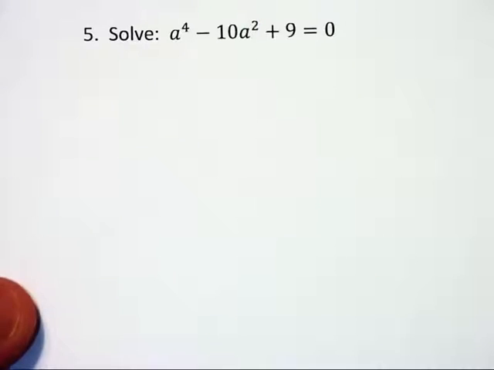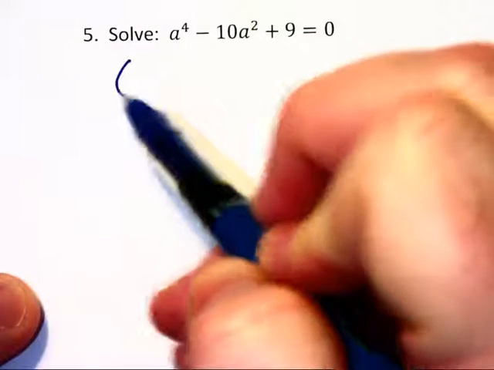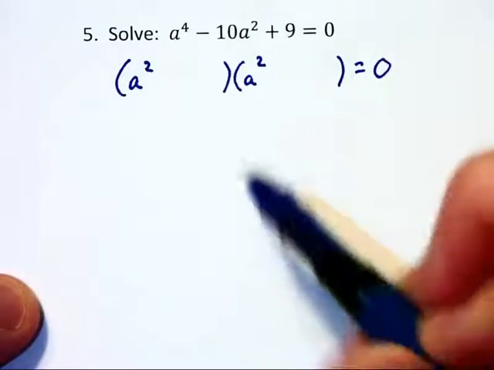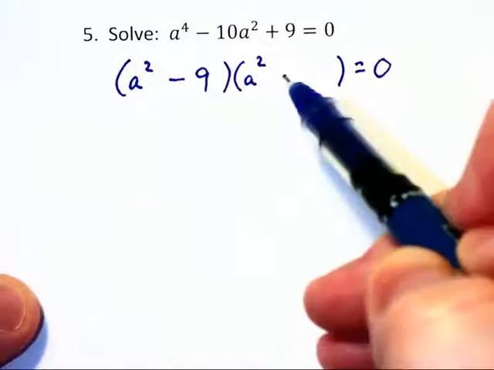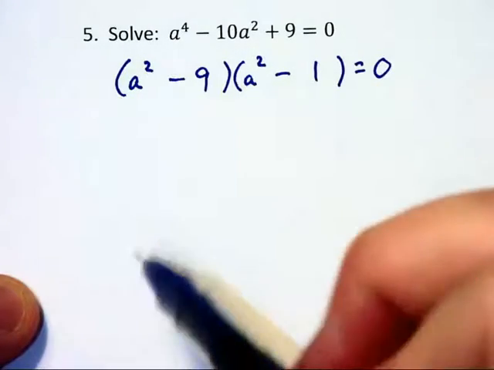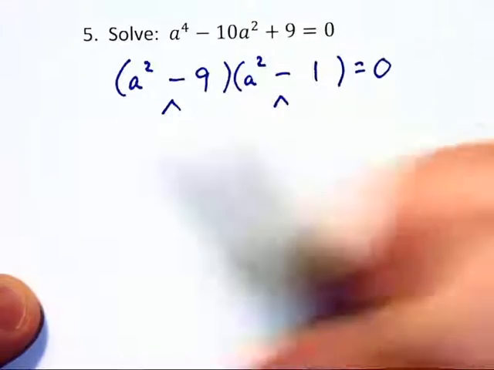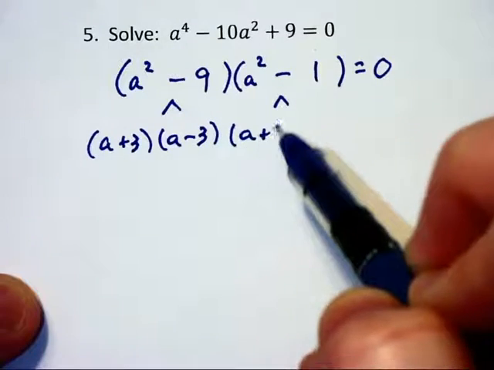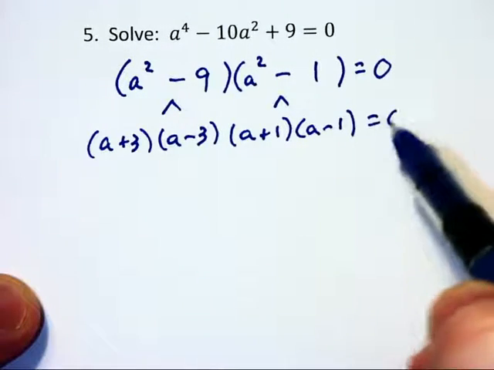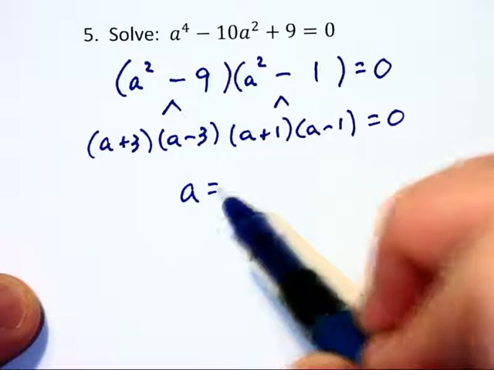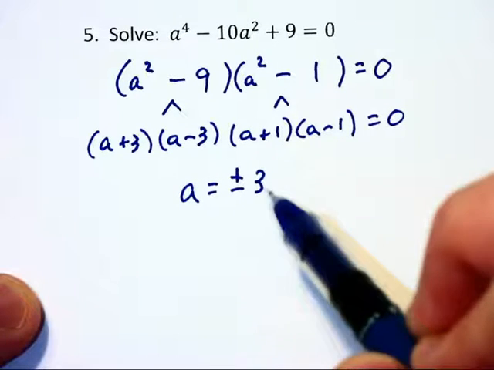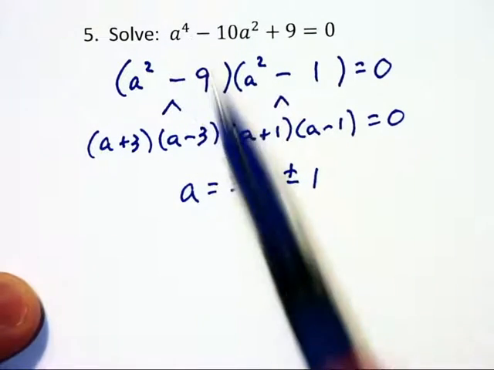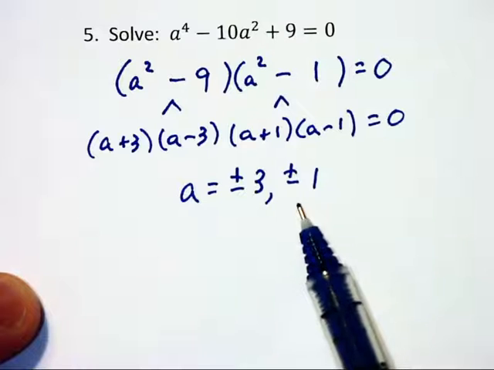Problem number 5 has a 4th power in it, and I'm not going to let that scare me. I'm going to factor with an a squared at the beginning of each parentheses, find out that my two key numbers in the parentheses are going to be minus 9 and minus 1, and further factor these difference of two squares into a plus 3, a minus 3, a plus 1, and a minus 1 equal to 0, and we will see that a has 4 possible values, plus and minus 3 and plus and minus 1. And since this was a 4th degree equation to begin with, we would expect to have 4 solutions to this problem.